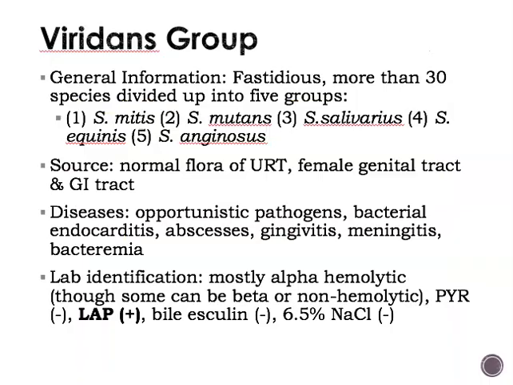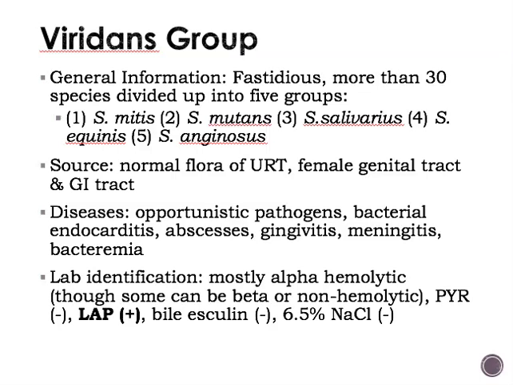Okay, the viridans group, so just some general information. These are fastidious organisms. Some of them require additional CO2. There are more than 30 species in this group, divided up into 5 groups. So they're hard to speciate. They're not really groupable by the Lancefield classification scheme, but some of the groups in the overall viridans group are strep mitis, strep mutans, strep salivarius, strep equinus, and strep anginosus.